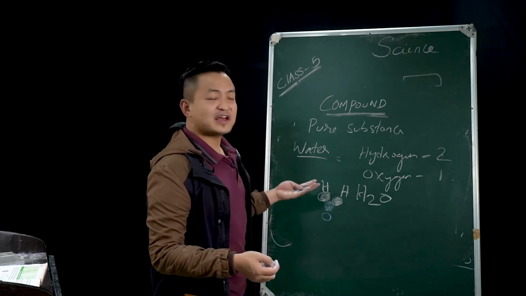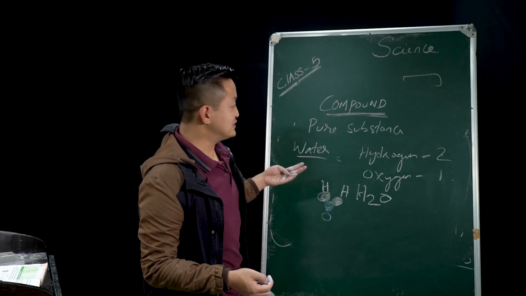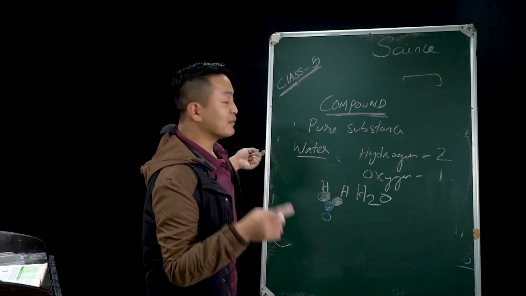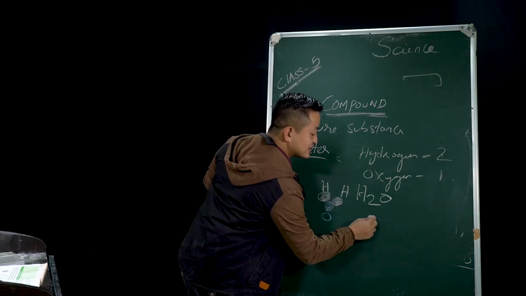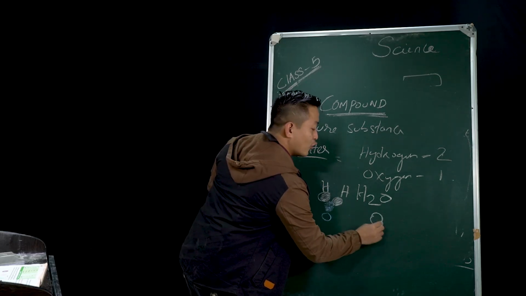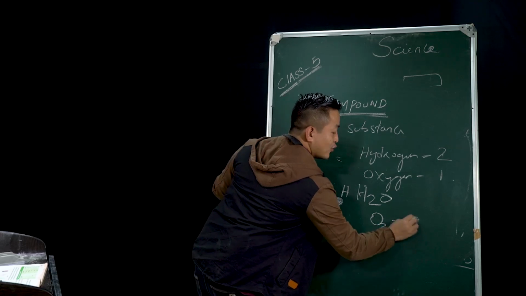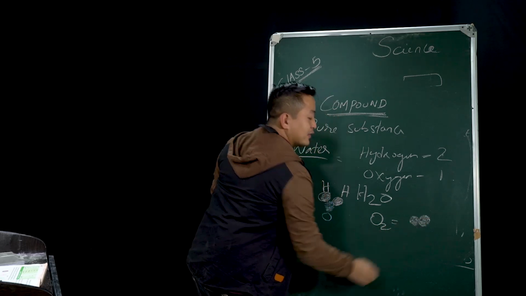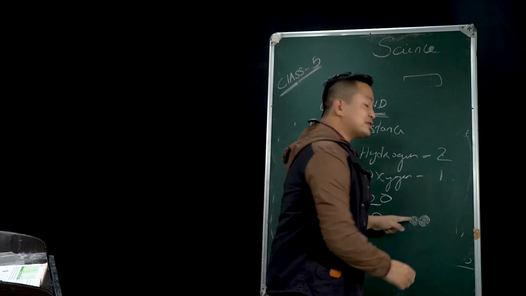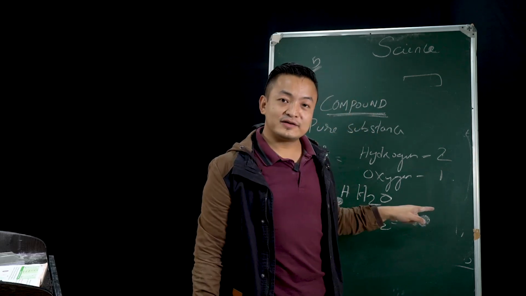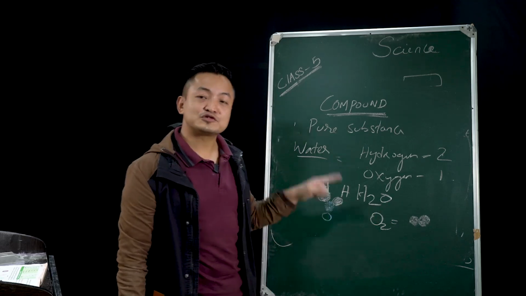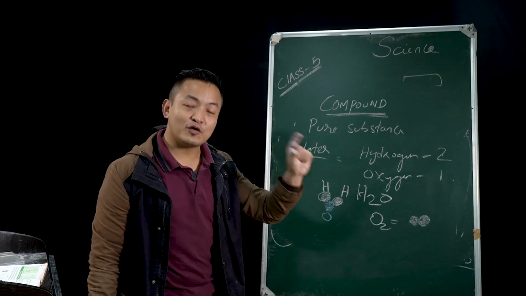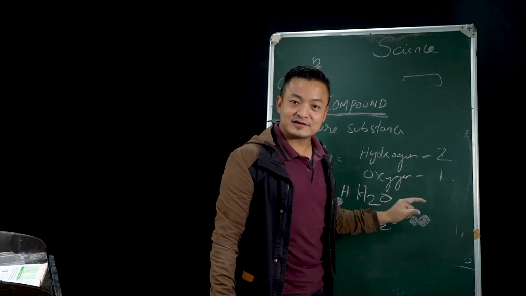So we have many examples for a compound. But now I'll show you a difference. Oxygen. Oxygen exists as O2, right? Now, oxygen, will it be a compound or an element? Oxygen will be an element because we have only one kind of atom, clear?